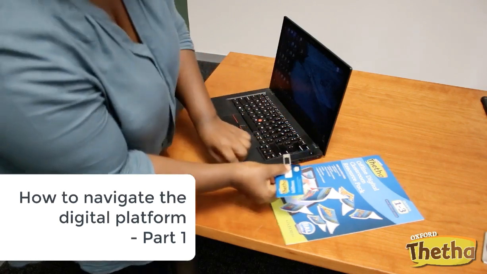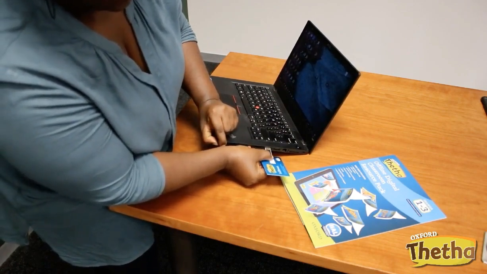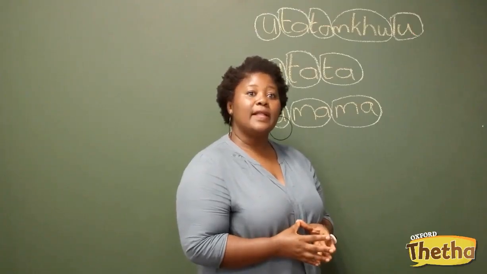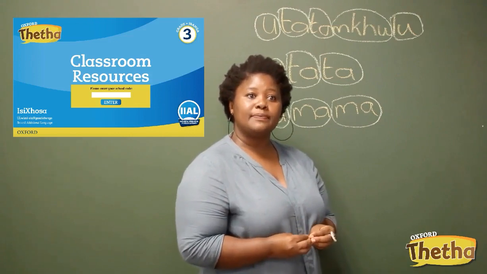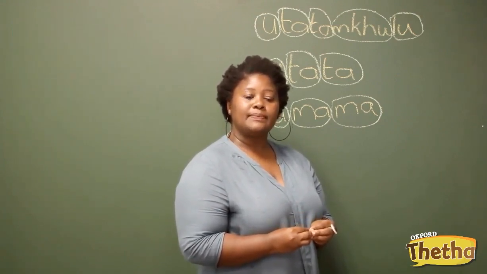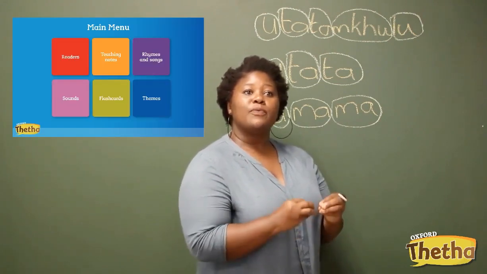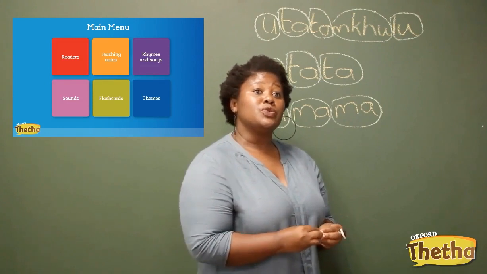When you insert the USB into your computer, navigate to the USB drive. Open the TETA file and the following menu will appear. Enter your unique TETA code and click on Enter. The main menu will appear. From here, you can choose what you want to do.